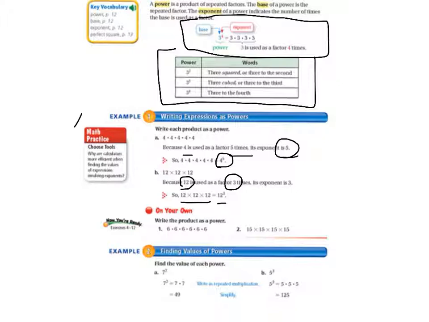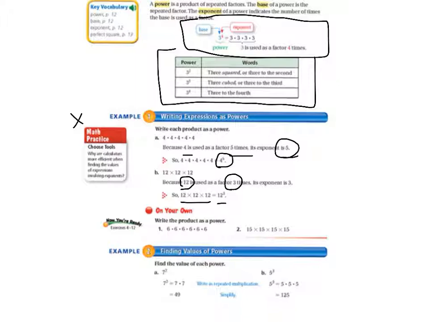Let's take a look at the math practice box. It says choose tools. Why are calculators more efficient when finding the values of expressions involving exponents? I think we can all answer that. It's easier to press a button lots and lots of times than it is to multiply things out longhand. However, you should have the skills to do that if necessary.